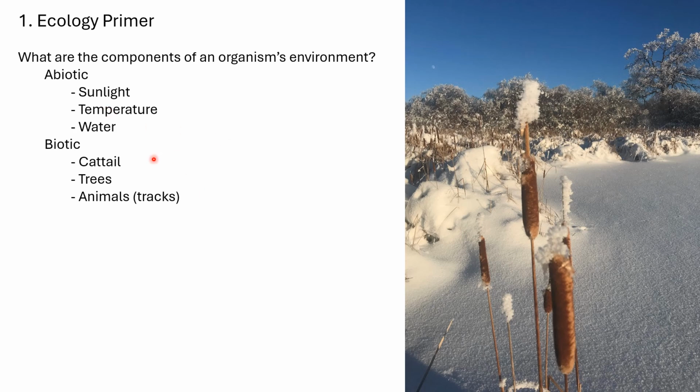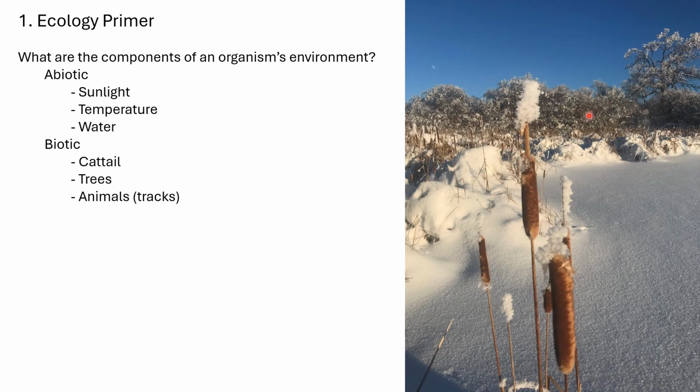Well, let's look at some obvious biotic components. Well, we got the cattail, that's what we're talking about. We have other cattail in this area, so it's interacting. These would be like intra-species interactions. So interactions with members of its own type, own species.